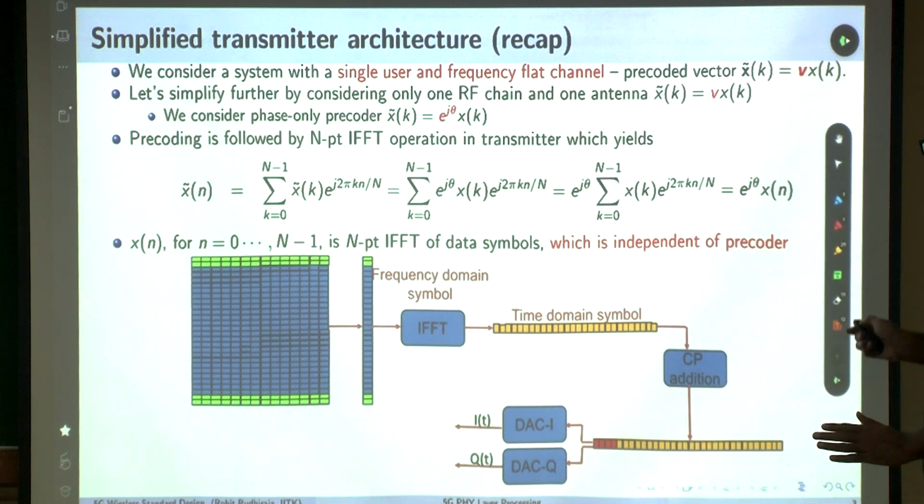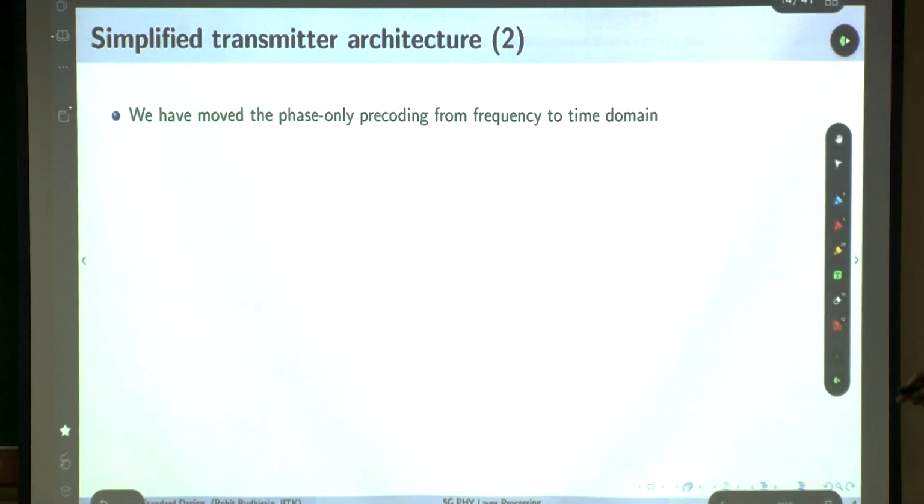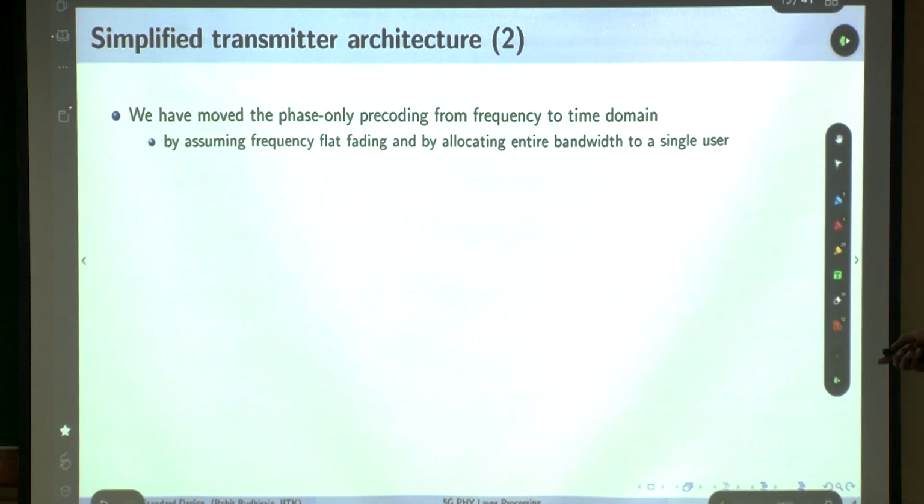Then I'll show you that this operation can be implemented in the analog domain. But here, as of now, it is only for one antenna. We extend this exercise for multiple antennas and then see how easy it is to do this operation in the analog domain. So what have we done while doing this exercise? We have moved the phase only precoding from frequency to time domain.